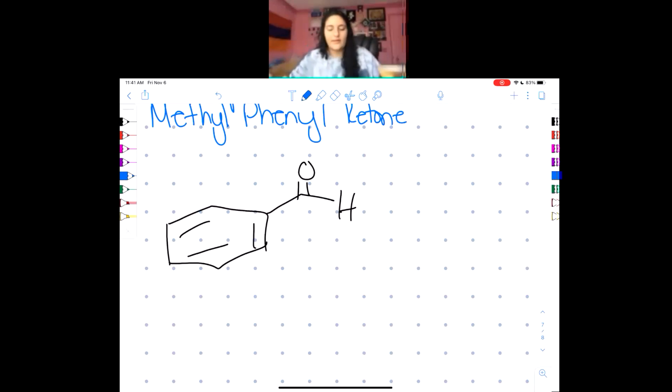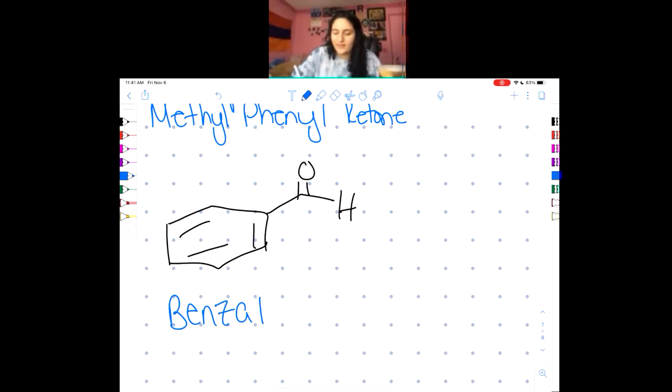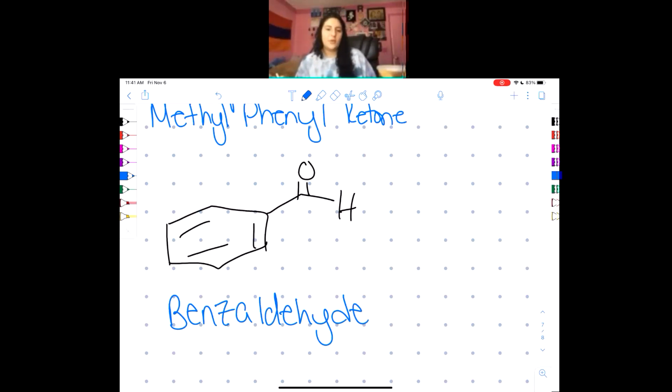So now we have the aldehyde, and we are going to call this benzaldehyde. So it's a pretty simple common name. Pretty straightforward, benzene aldehyde. Cool. And I'm not even going to bother telling you the correct IUPAC name because benzaldehyde is more than fine.